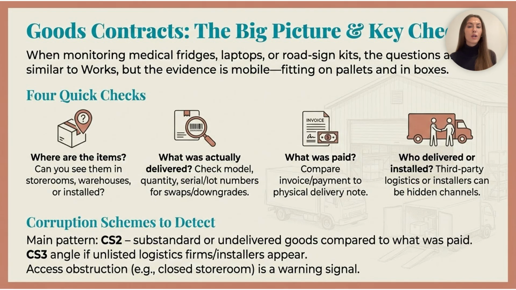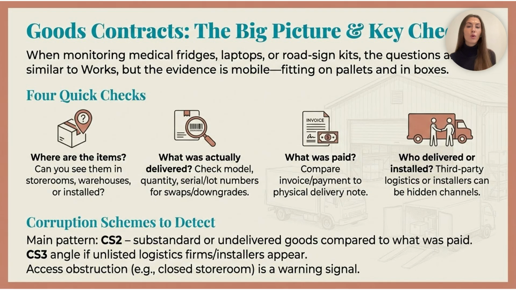Now, lastly, we need to look at who delivered or installed the goods. Sometimes a third-party logistics firm or even an installer appears who's not actually on the contract. That may be fine, or it may be a hidden channel for profit or influence. So in terms of schemes, substandard or undelivered goods compared to what was paid clearly links to corruption scheme 2. Another pattern to detect is the corruption scheme 3 angle, if an unlisted logistics firm or installers appear in the story. And just like with works, you could see access obstruction. So the storeroom is closed, or maybe it says the items are in an off-site warehouse, come back later. It's a soft but important warning signal.